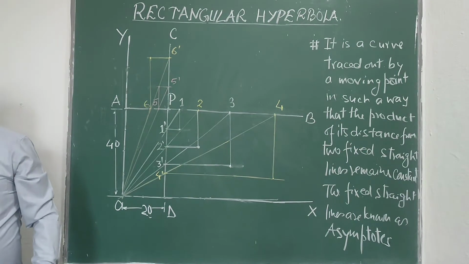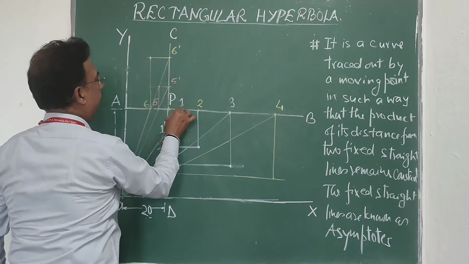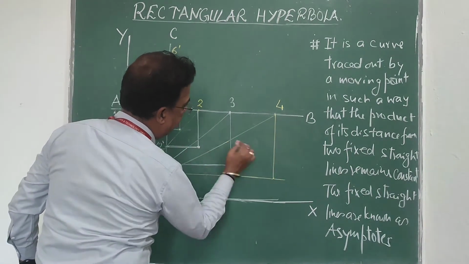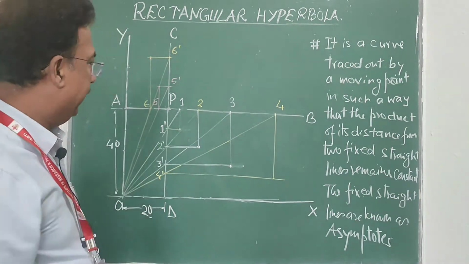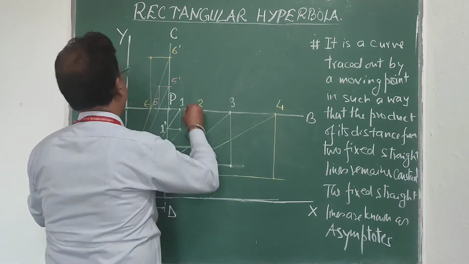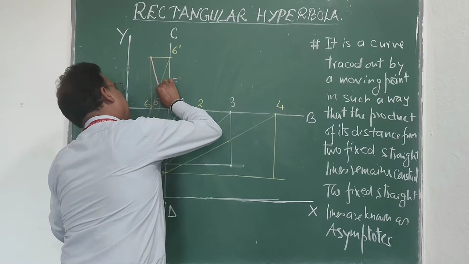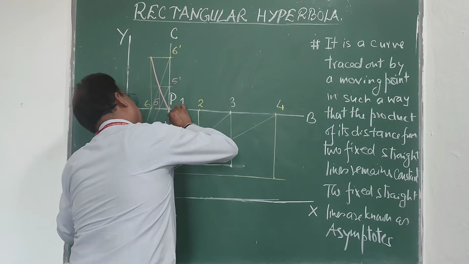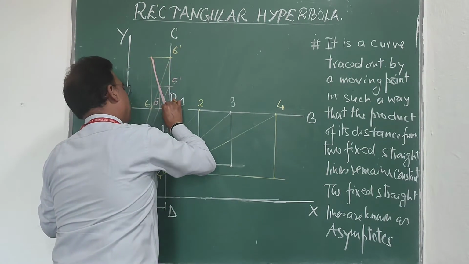Now we have a sufficient number of points. These are the points number 1, 2, 3, 4, 5, 6 and 7. If I join all those points by freehand with the help of a smooth curve, the figure obtained will be the required hyperbola, rectangular hyperbola. So this will go like this.